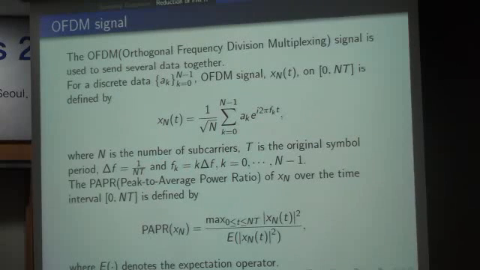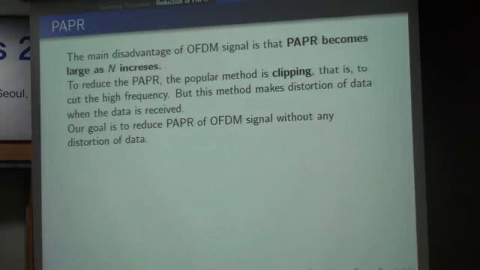But then the problem happens. The problem is the PAPR, the peak to average power ratio, and we draw the graph of this one. If n is very large, then we have high peaks. PAPR is defined by the maximum of |x(nt)| squared, divided by the expectation of |x| squared. The main disadvantage of the OFDM signal is that if n is a very large number, then the PAPR becomes very large.